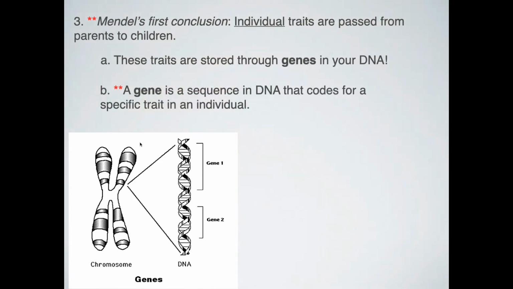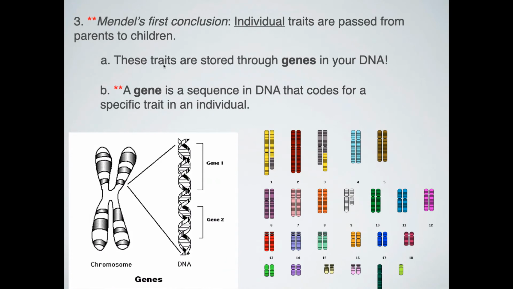flower color. And so a gene, like we said, is basically just a sequence of DNA that codes for a specific trait. Now, there might be multiple genes that code for a specific trait, but we're trying to make it as simple as possible for ourselves. So we're going to pretend like it's just a single gene that is in control of the trait that we're looking at. And again, remember, we have 46 chromosomes. We have 23 pairs of chromosomes. And so there are literally millions of genes spread across all of these chromosomes.